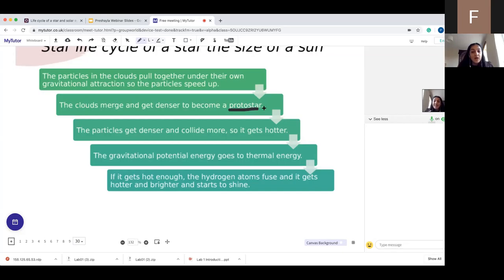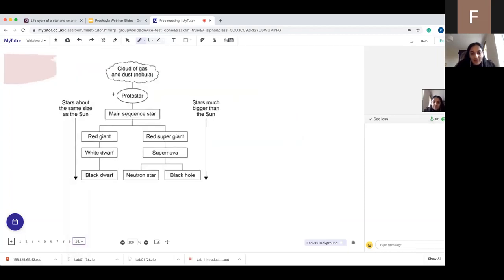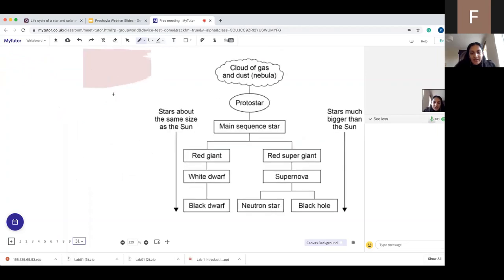And if it gets hot enough, then the hydrogen atoms that we have fuse together and it gets hotter and brighter and starts to shine. Okay, so that's how a star works. A diagram here for you just to kind of make it a little bit more clear.